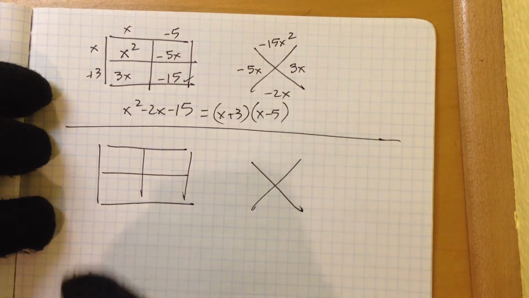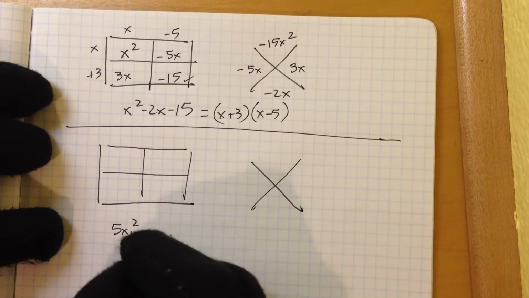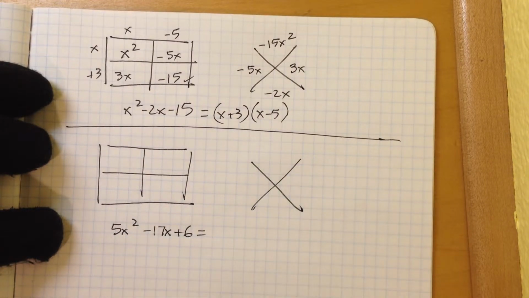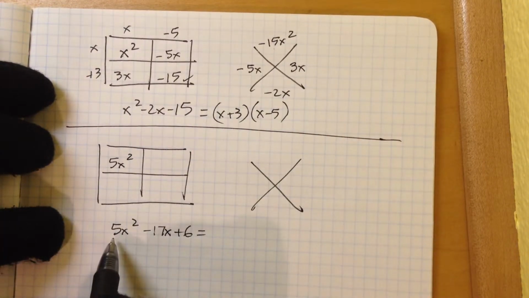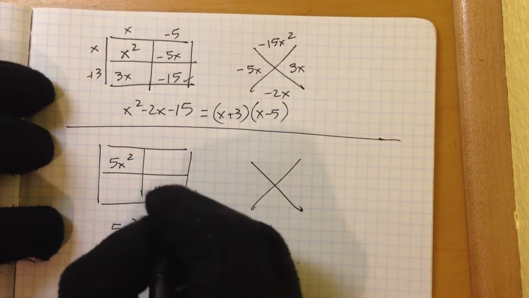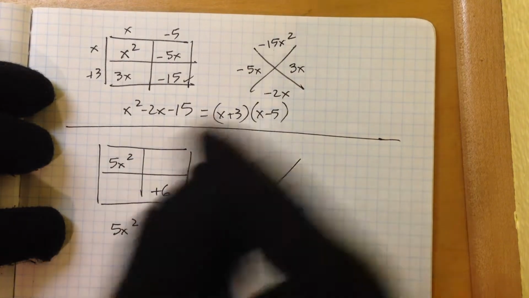How about 5x squared minus 17x plus 6? Okay, first term, first box. And this is slightly different because it has a leading coefficient other than 1. It has that 5 out front. But if you follow this technique, everything is going to work just fine. Last term, last box. Multiply the first and the last together.